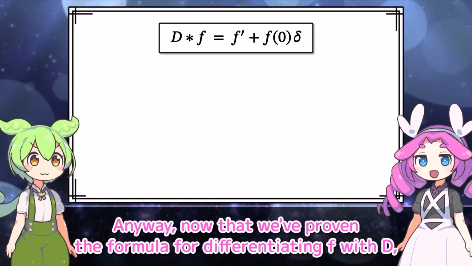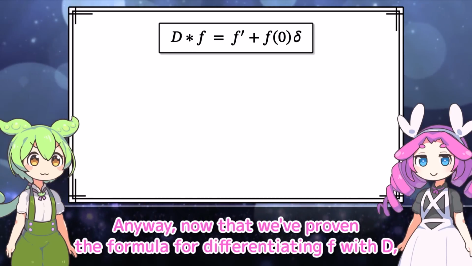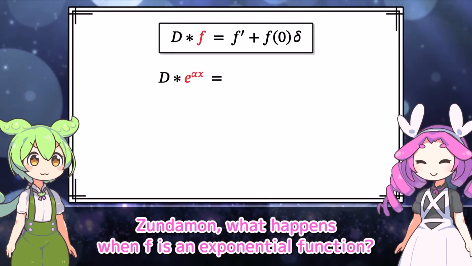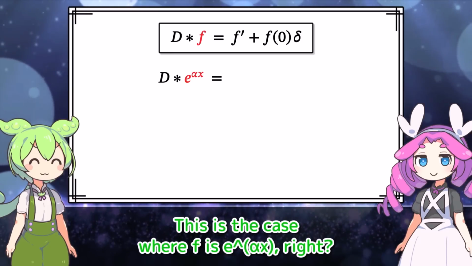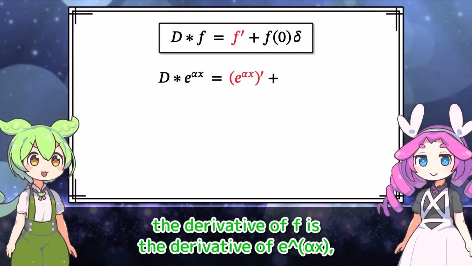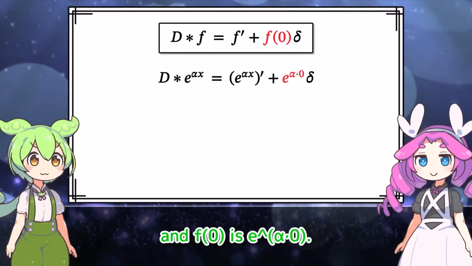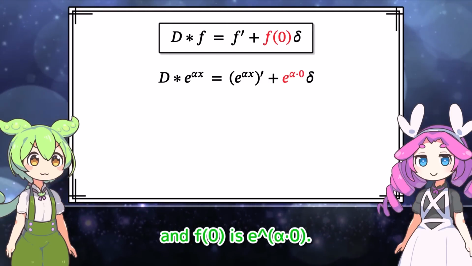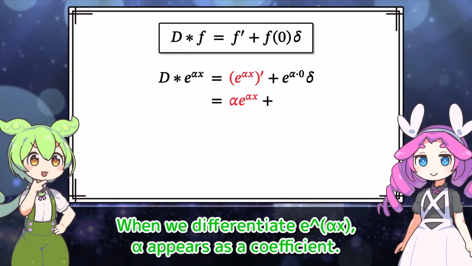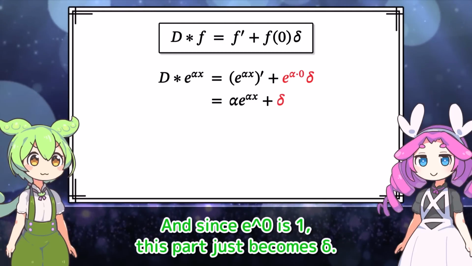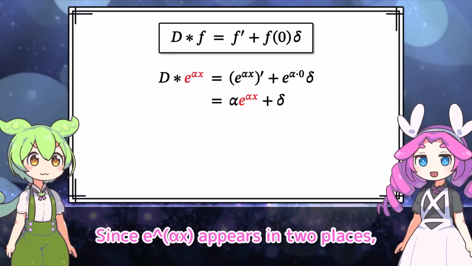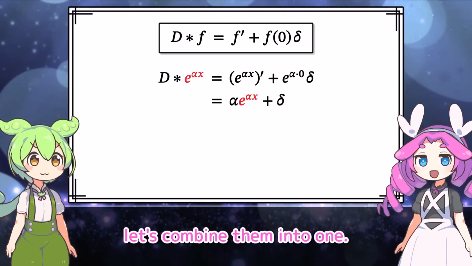Anyway, now that we've proven the formula for differentiating f with d, let's look at an example. Zundamon, what happens when f is an exponential function? This is the case where f is e to the alpha x, right? If we apply the formula, the derivative of f is the derivative of e to the alpha x. And f of 0 is e to the alpha 0. Now then, when we differentiate e to the alpha x, alpha appears as a coefficient. And since e to the 0 is 1, this part just becomes delta. That's right. Since e to the alpha x appears in two places, let's combine them into one.